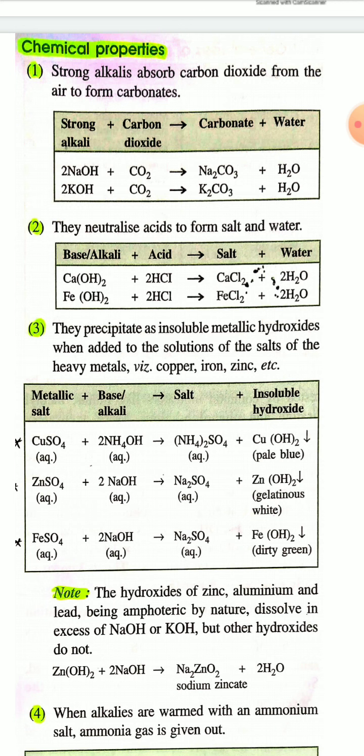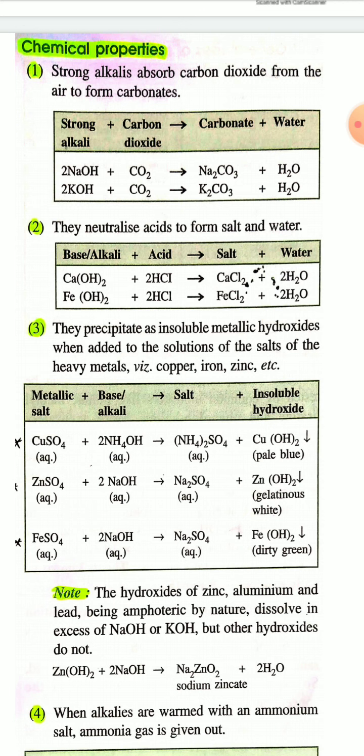The second type of chemical property of bases is neutralization reaction. You know that when bases react with acid, or acid reacts with bases, it will form salt and water by neutralization reaction. So bases or alkalis such as calcium hydroxide, sodium hydroxide, potassium hydroxide, when any base reacts with any acid, it will form salt and water by neutralization reaction.